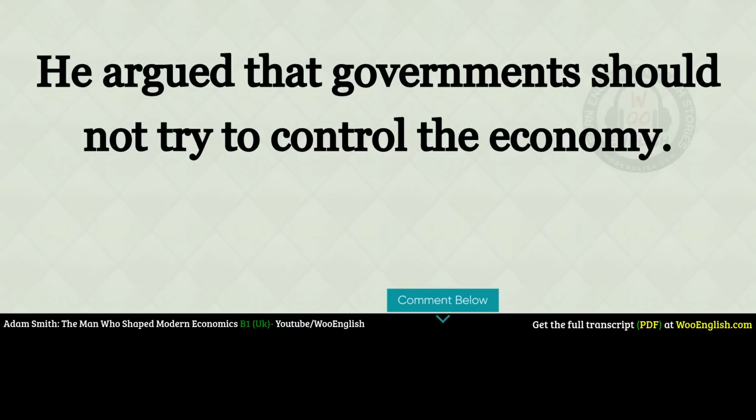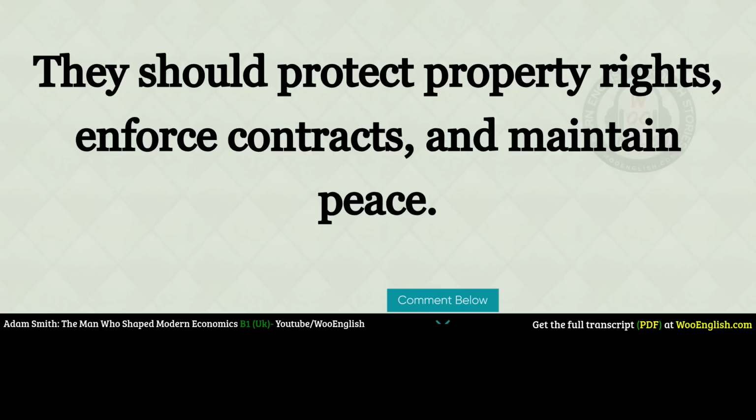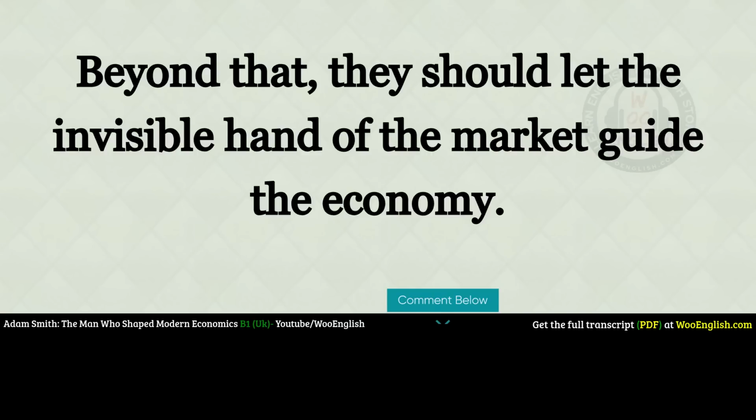He argued that governments should not try to control the economy. Instead, their role should be to create the conditions in which free markets could flourish. They should protect property rights, enforce contracts, and maintain peace. Beyond that, they should let the invisible hand of the market guide the economy.